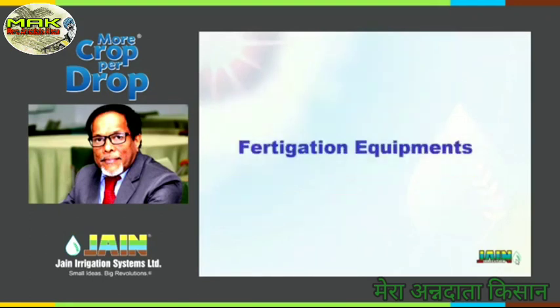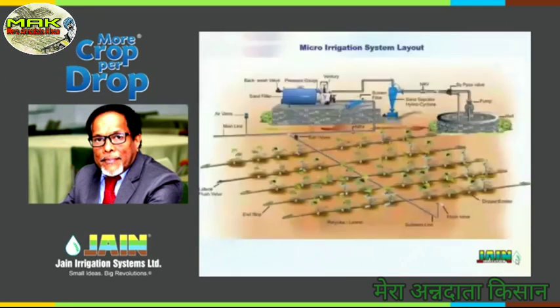Now I briefly touch upon fertigation equipment. As I said, my colleagues in Jain Irrigation have explained it very well. Normal, simple 1 acre, 2 acre farmers will have a system. This is of course the drip system. You have the well, then the pump, the hydrocyclone filter to remove sand, and then the water goes to the sand filter to remove algae.